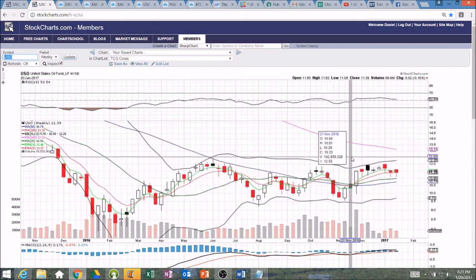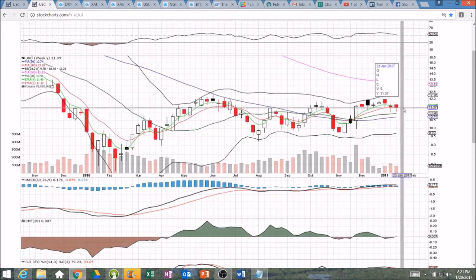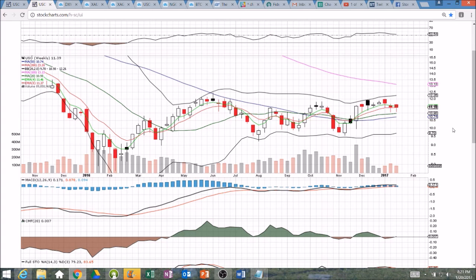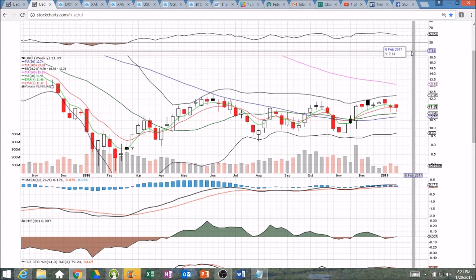In the weekly time frame, you can see the bulls buying the dip nicely those previous 2 weeks, and we're looking for continuation. I'm looking for continuation, and we'll see if we get it. So bullish on oil next week.